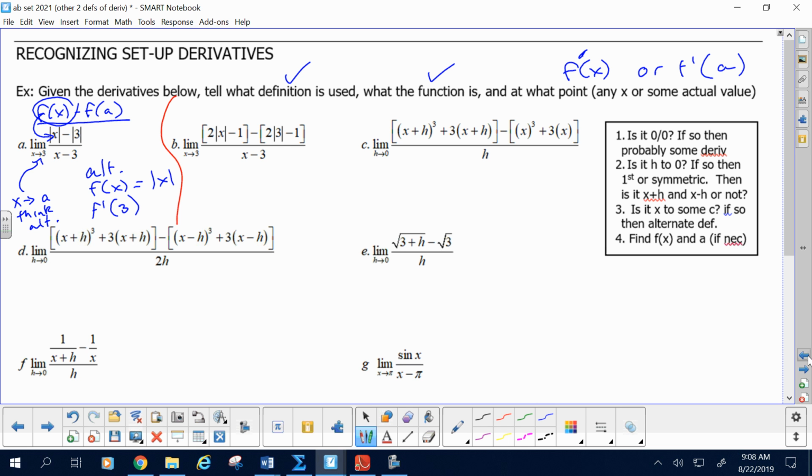Okay, so what definition? Alternate. What's the function? And at what point? Great, cool. Let's go to C.